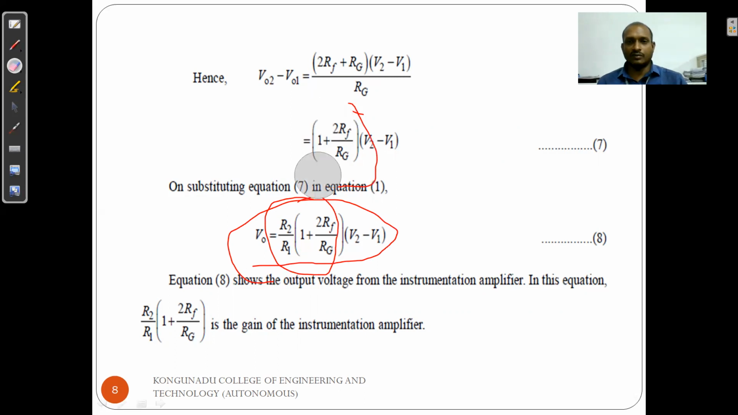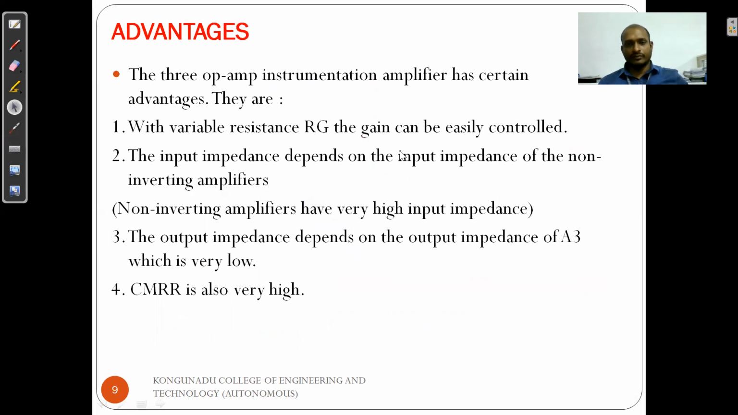So advantages: due to the variable resistance Rg, the gain can be easily controlled. Input impedance is high, output impedance is low. The CMRR value is very high.